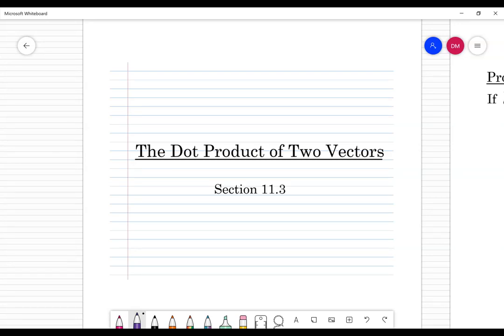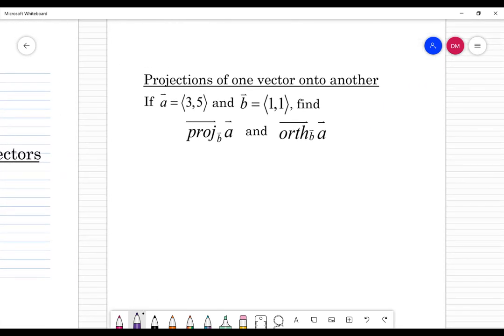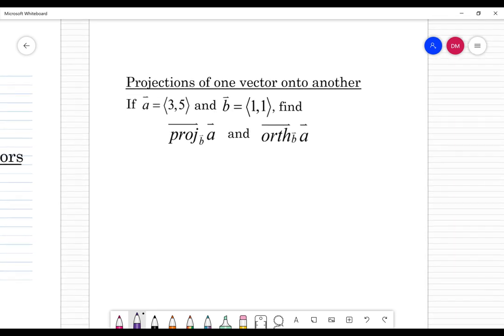Hello, welcome to this continuation of dot product. We talked about the basic way to compute a dot product. We talked about using it to find the angle between two vectors and following that formula. So this video will cover two applications of the dot product. The first one being projections of one vector onto another.